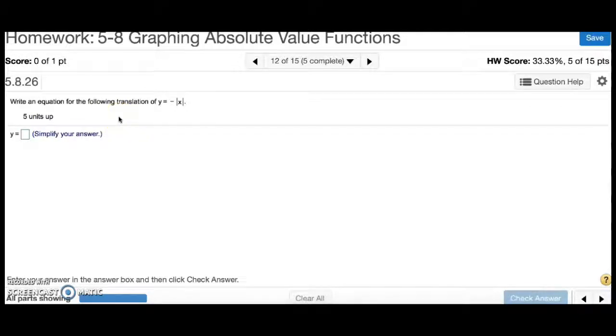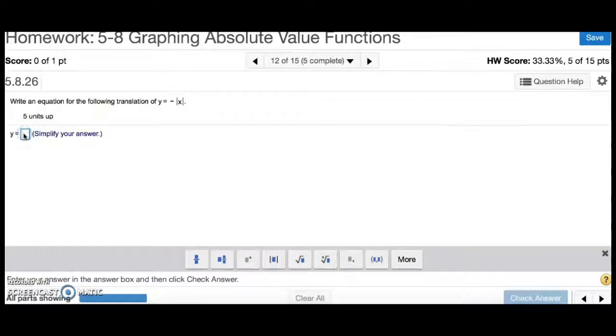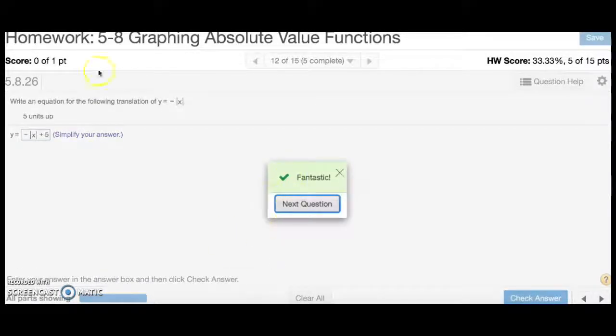Number 12, write an equation for the following translation of y equals negative absolute value of x. Shifting something up means you add it to the outside of the function. So we're going to choose negative absolute value of x and then plus 5 on the outside of the absolute value. And that's number 12.